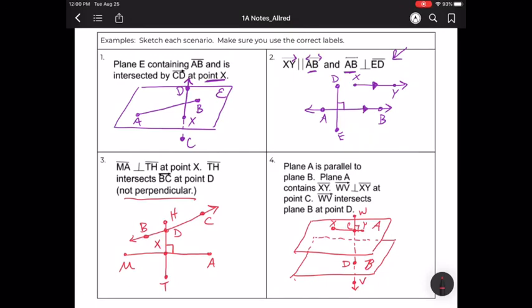All right, you should be able to start the Pear Deck assignment for 1A.1 now.